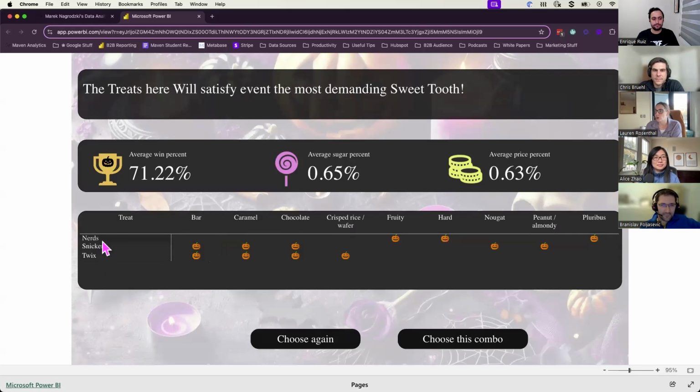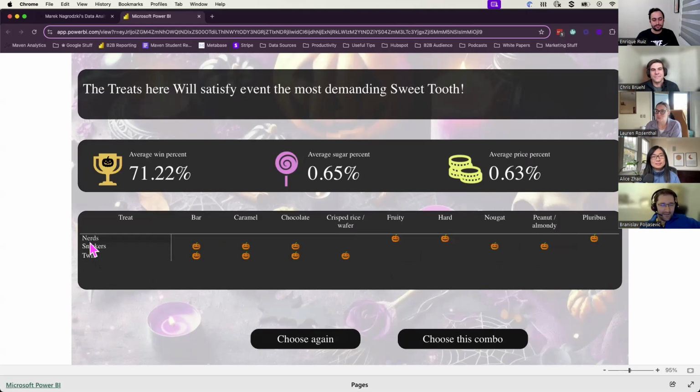And I like the way that Marek really did simplify this visualization. So he really just put this pumpkin for the treats that fulfilled these particular characteristics. And if it did not, there's no pumpkin there. So I think, again, thinking back to the audience of this, it's pretty intuitive. It makes sense. If you're looking at this, you'll see that the Snickers is a bar. It has caramel. It has chocolate. It has peanuts and it has nougat. However you say that word. Yeah. So I thought it was a really, really easy way of doing this.